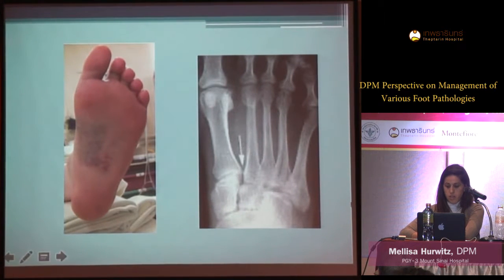Basically, for this x-ray, when you're looking at it, the medial first metatarsal should line up with the medial aspect of the medial cuneiform, and the medial second metatarsal should line up with the medial aspect of the middle, or intermediate, cuneiform, which you can subtly see does not occur with this x-ray, thereby demonstrating a Lisfranc injury.